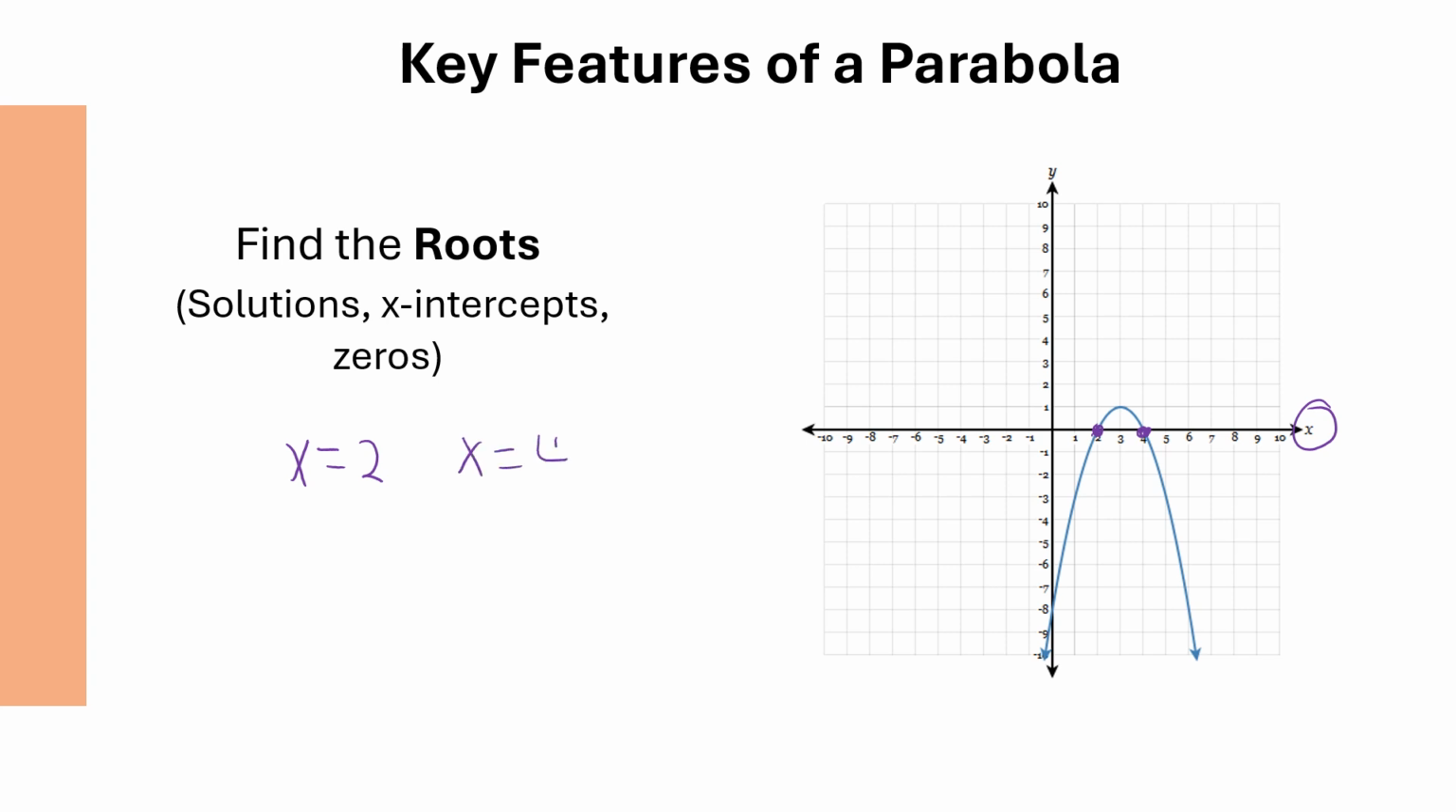x equals 4. You can also write these two solutions as a point where x is 2 and then the y value is 0. And then the other one, the x value is 4 and then the y value is also 0.